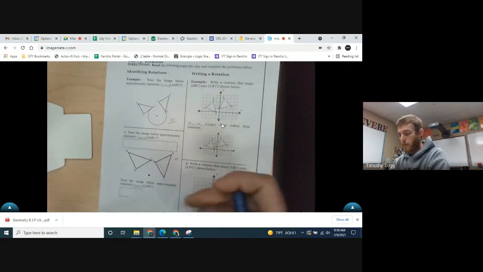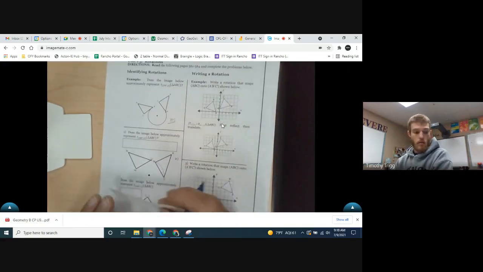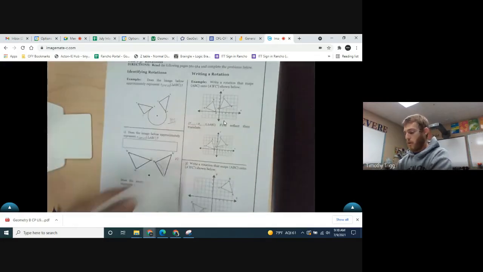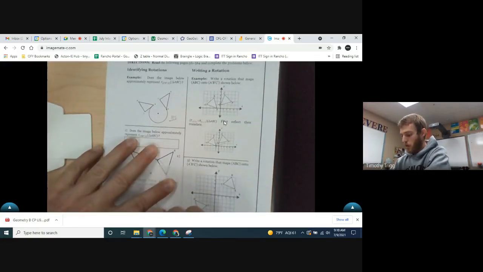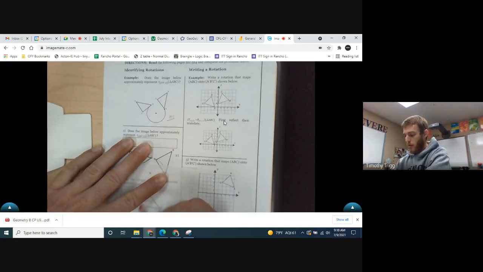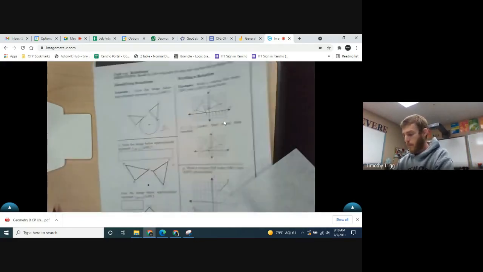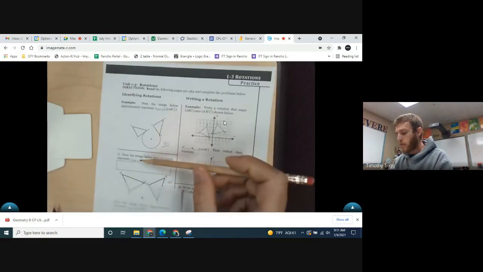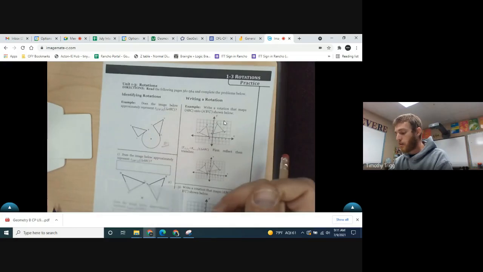Now let's try the next one. You might want to erase what you put on your tracing paper. You could use the tracing paper probably 3 or 4 times until it's too smudged up, but try to conserve the paper. So question 1 says, does the image below approximately represent a rotation of 180 degrees?